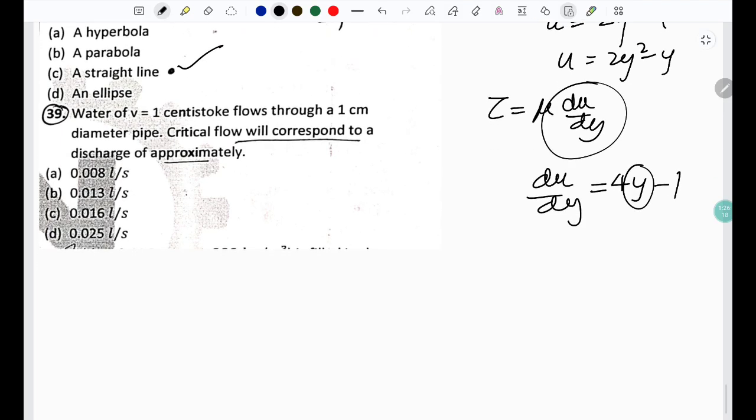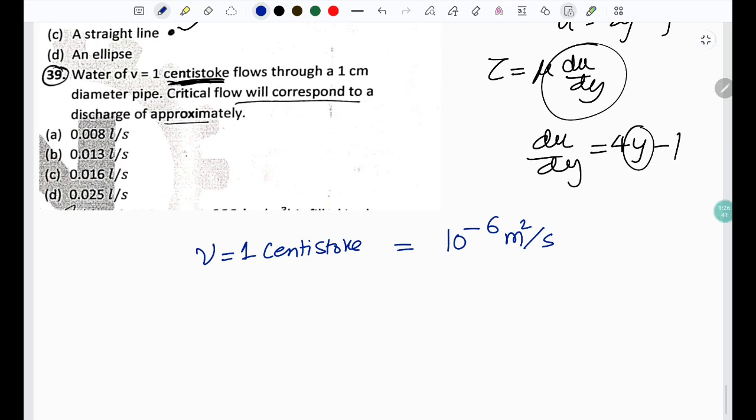Let's move on to the next question, which says that water has a kinematic viscosity, because units are centistoke. It has a kinematic viscosity of 1 centistoke. 1 centistoke is equal to 10 to the power minus 6 meter square per second.